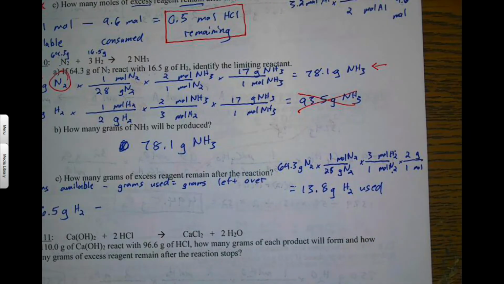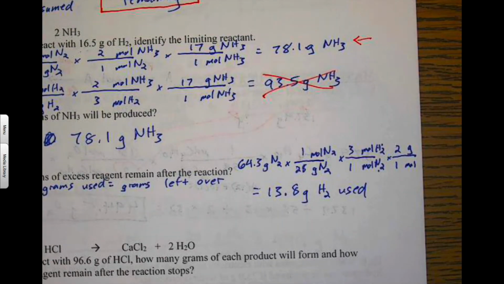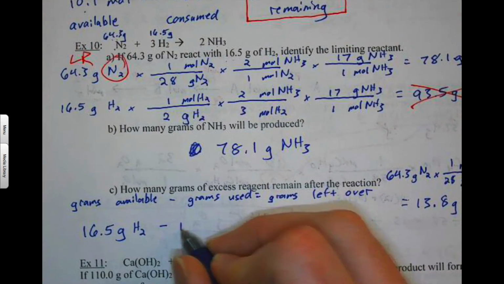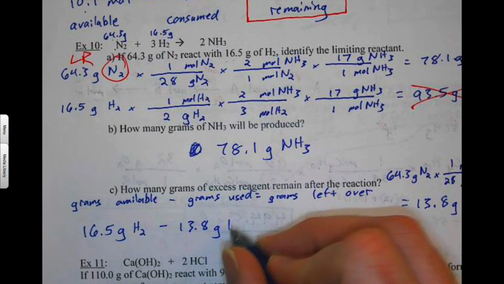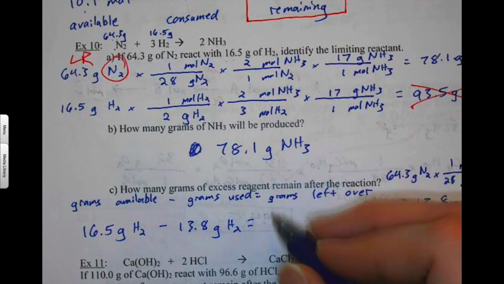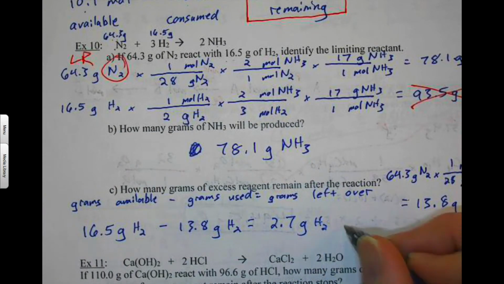I'll zoom in just a little bit so hopefully we can see that if you're watching that on a tiny screen. So that's 13.8 grams of hydrogen used. So that means I use that. And then now just subtract the 2. And so we end up with 2.7 grams of hydrogen remaining.